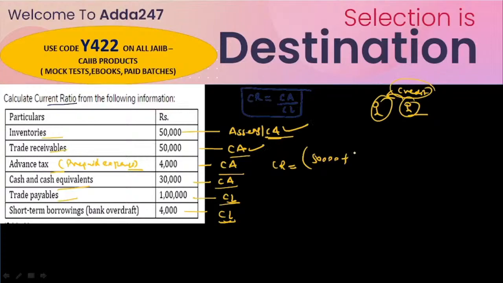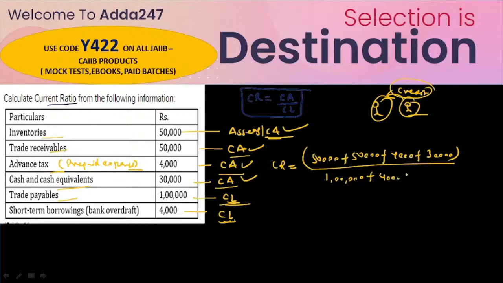After that, account receivables, that is also given as 50,000 rupees. Prepaid expenses, that is given as 4,000 rupees. Cash and cash equivalent, that is 30,000 rupees. And now it is divided by the current liabilities, that is 1 lakh plus 4,000 rupees.